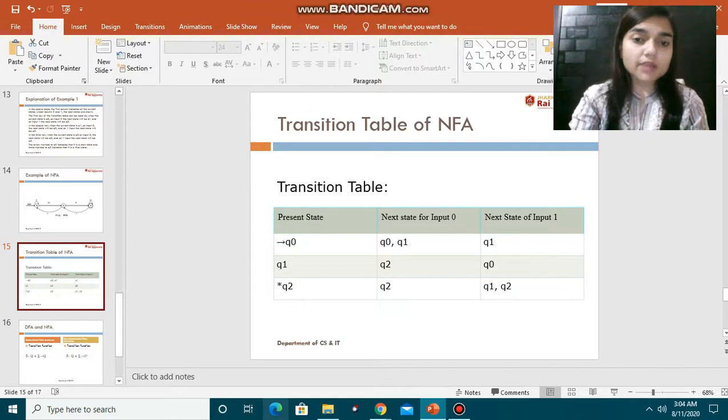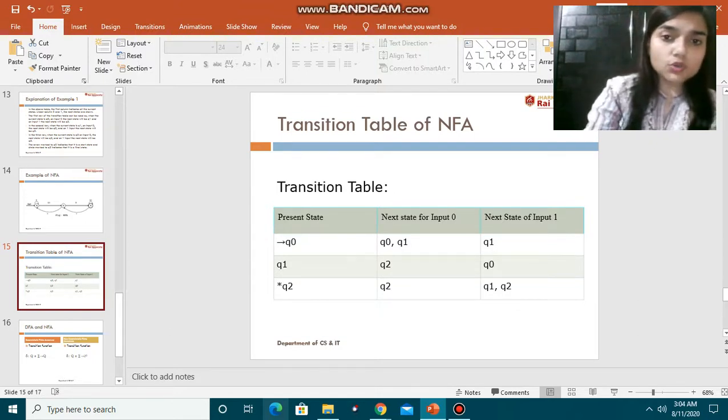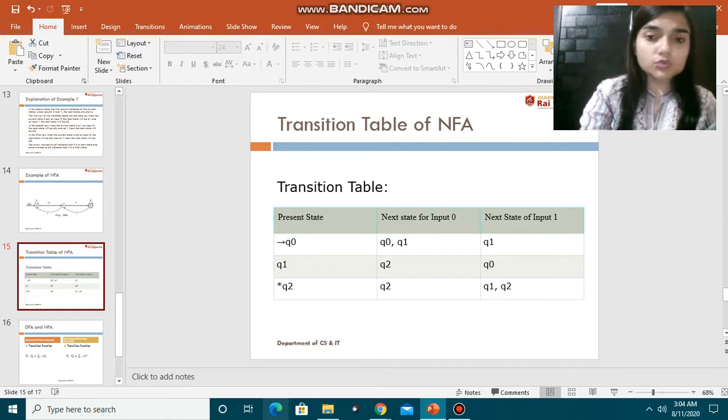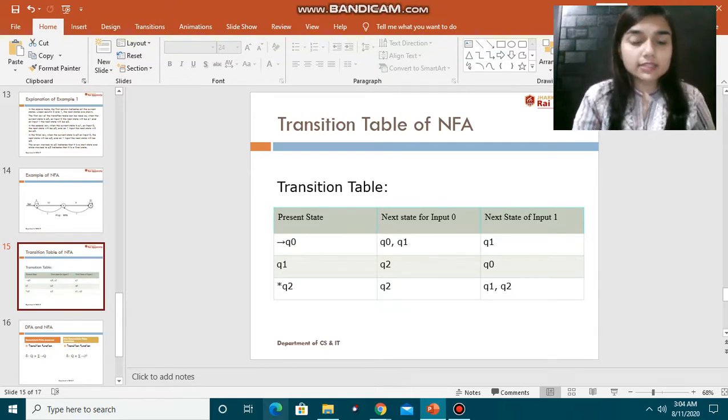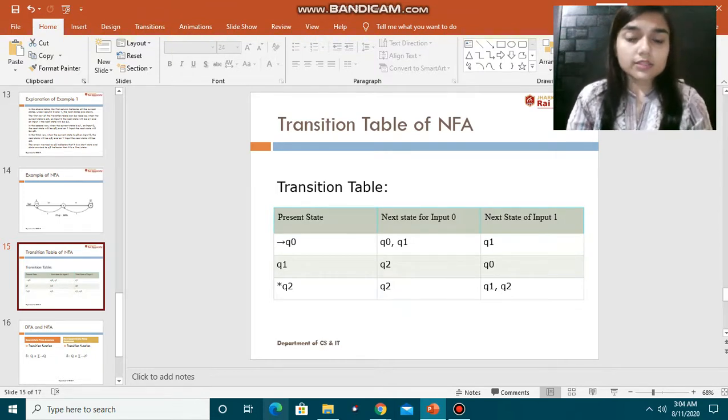Q0 is my initial state, so it is represented by an incoming arrow. On giving 0 to Q0, it reaches Q0 and Q1, and on giving input 1, it reaches Q1. Let's see the third row. On Q1, when we give 0, it reaches Q2.